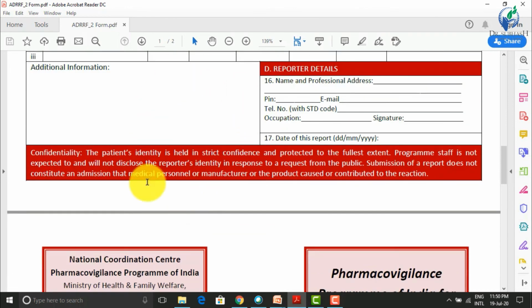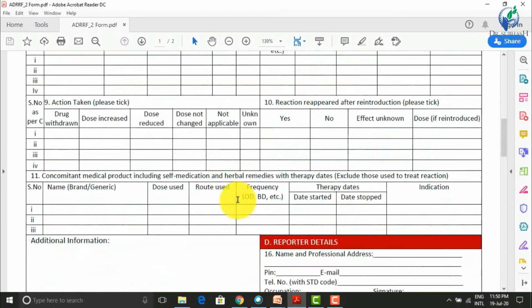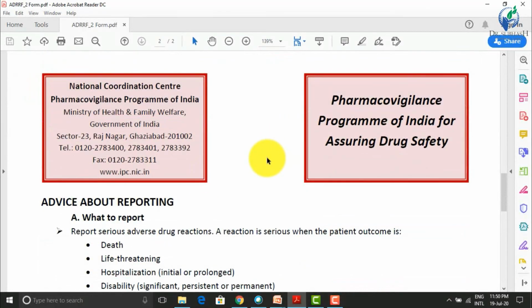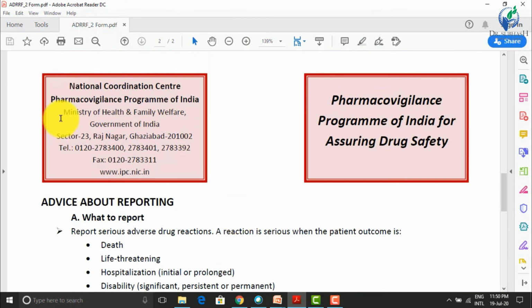Then this will be confidential. It should not be shown to anybody else. Then the data will not be disclosed anywhere regarding the information of the patient. And then afterwards, this is the address: National Coordination Center, Pharmacovigilance Program of India. And it should be mailed or faxed. We can send it by post also.